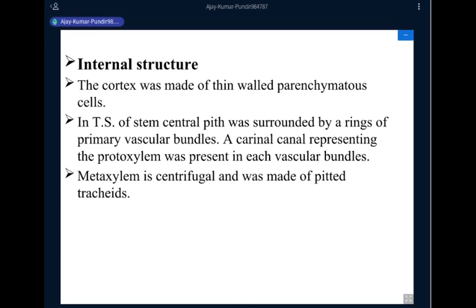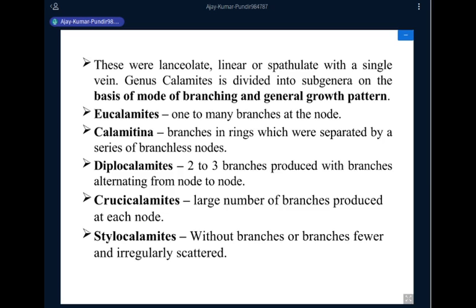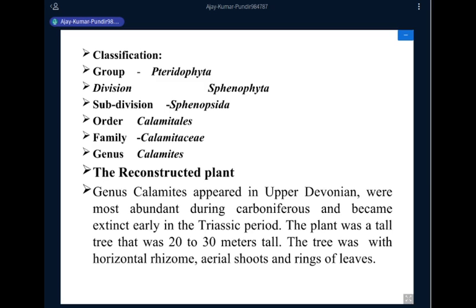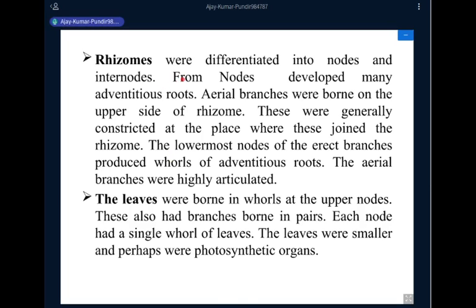This plant was dominant during the Triassic and Carboniferous period of the Paleozoic era. If you are talking about the external morphology of the plant, the rhizome was differentiated into node and internode. I have already discussed this when you saw the diagram. From the node develop many adventitious roots towards the lower side, and the main function of adventitious roots is absorption of water and minerals for proper growth and development of the plant.